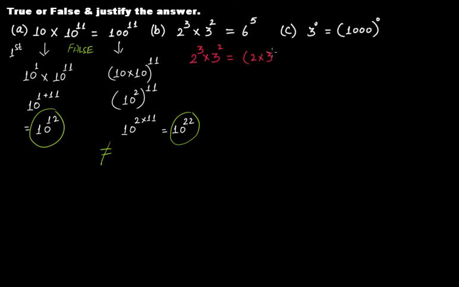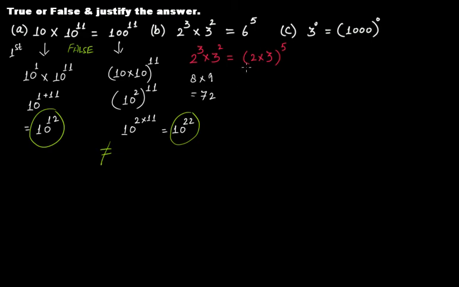Sorry, 2 times 3. I'm really sorry. This 6 can be written as 2 times 3, and this is the 5th power. Now, if you solve this, what is it actually? This is 2 times 2 times 2, that is 8, times 3 times 3, that is 9. So you get 72, right?